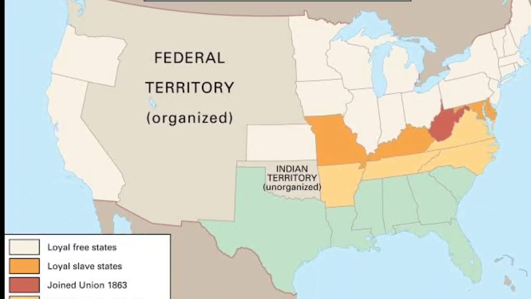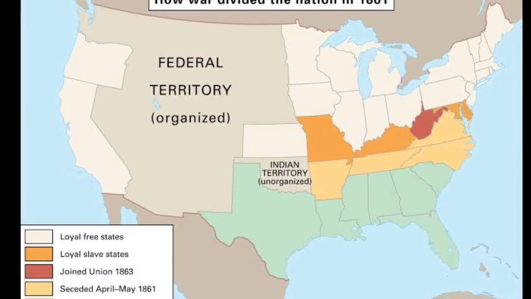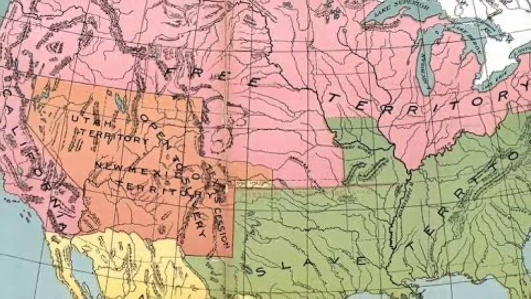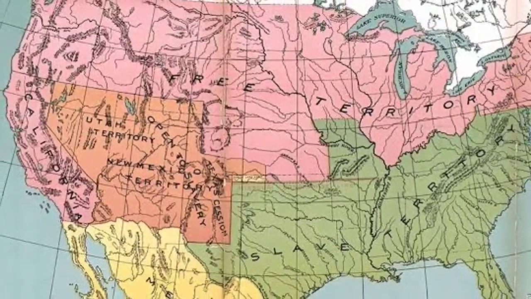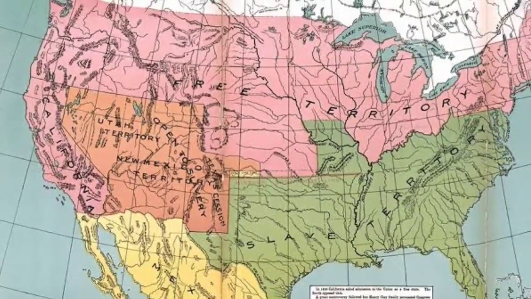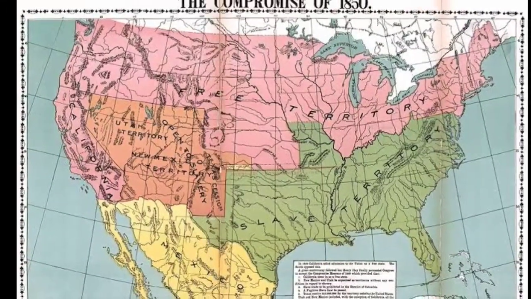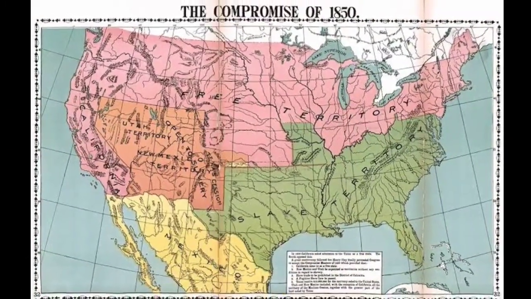Additionally, it established the 36°30′ parallel as the line dividing future slave and free territories in the Louisiana Territory. While the Missouri Compromise temporarily eased tensions, it highlighted the growing sectional divide and set a precedent for future debates over the expansion of slavery.